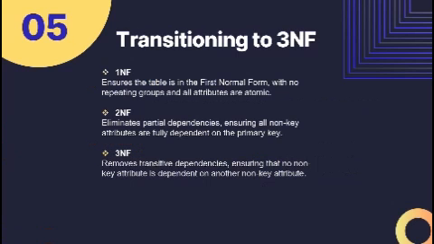And transition to 3NF. If our table is in 2NF, then we move to third normal form, 3NF. 1NF: ensure the table is in the first normal form with no repeating groups and all attributes are atomic. Then 2NF eliminates partial dependency: ensure all non-key attributes are fully dependent on the primary key. Then 3NF removes transitive dependency: ensure that no non-key attribute is dependent on another non-key attribute.